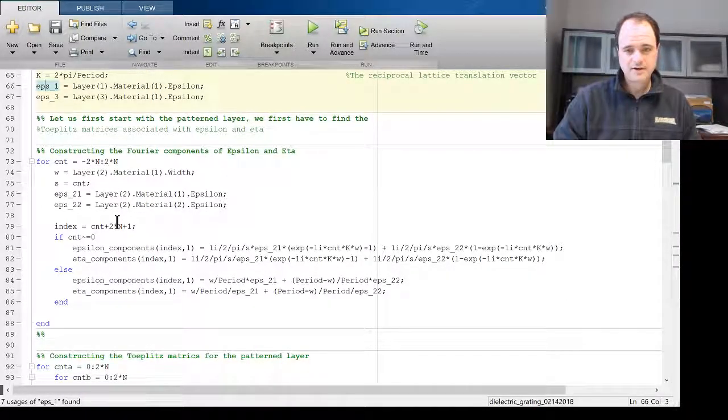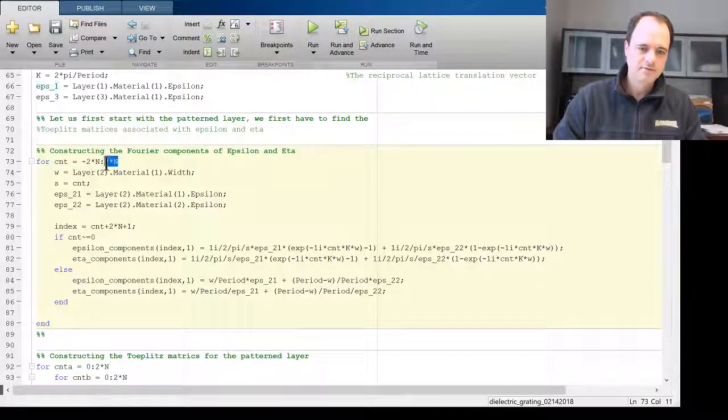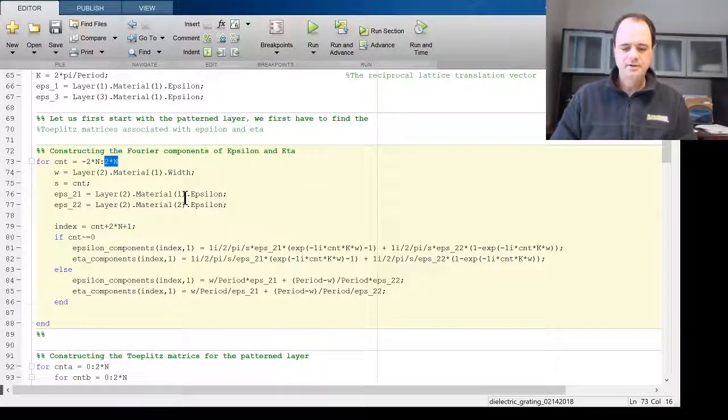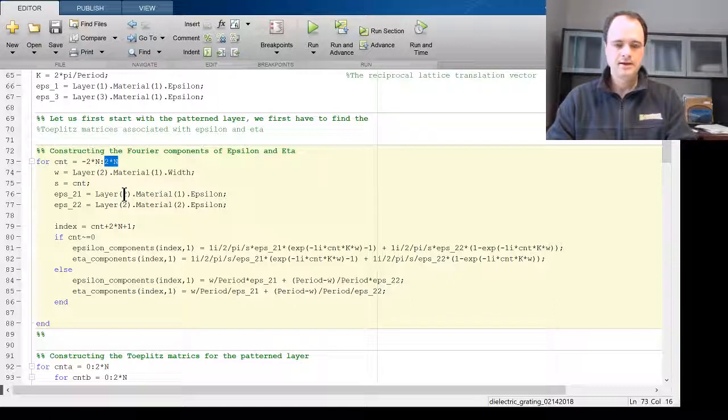Okay, I first had to find the Toeplitz matrix. To find the Toeplitz matrix, I had to find the Fourier components. And this is where I'm going from minus 2N to 2N, because I have to go to twice the number of components as required by the field. So instead of going from minus N to capital N, I have to go from minus 2N to positive 2N.